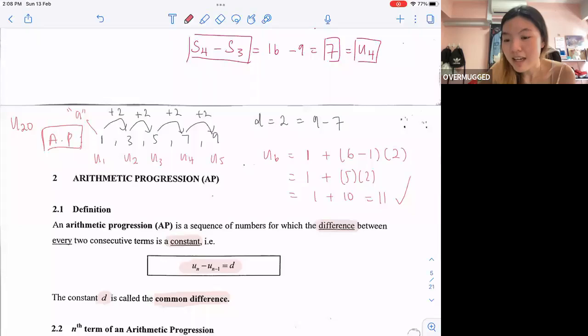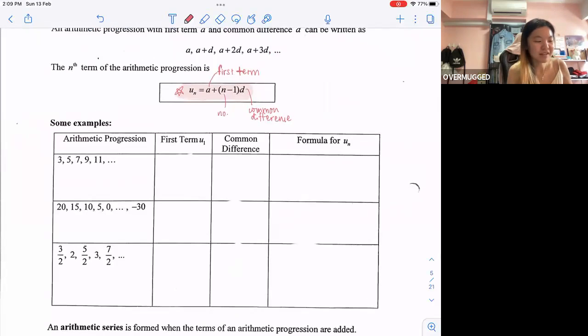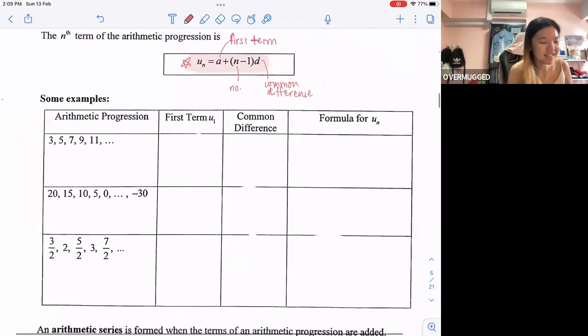Okay, yes, thank you so much. Okay, awesome. So most of you are putting in 39, which is correct. Good job, which means that you fully understand this concept. Let's move on. So some examples of the arithmetic progressions here.